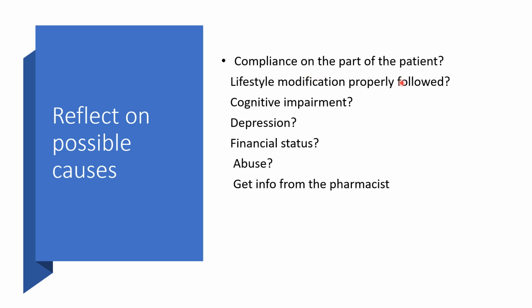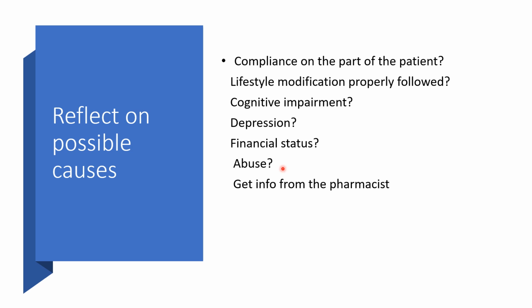Compliance on the part of the patient. Now, was lifestyle modification probably followed? They may not, but you want to find out about any cognitive impairment that is not helping them take the medication, the right dosage, the right timing. Is there depression in this person? Because depressed people won't do the right thing at the other time. Not because they're mad at you, but a sense of guilt, a sense of worthlessness, thinking about ending it all and so on might set in, and then they won't follow the instructions. It's not their fault. Then financial status: no money to even buy the medication.